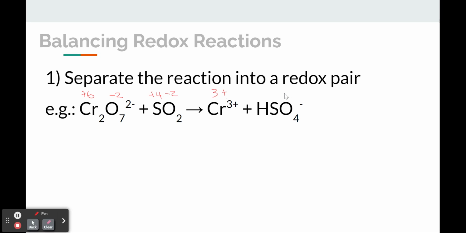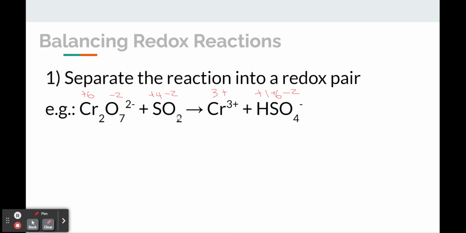And then here, oxygen's negative 2. Hydrogen's going to be plus 1. Minus 2 4 times is minus 8. Plus 1 is minus 7. So to get up to negative 1, the sulfur must be plus 6 in this case. All right, so chromium is being reduced from dichromate where it's plus 6 down to chromium 3 plus where it's 3 plus.